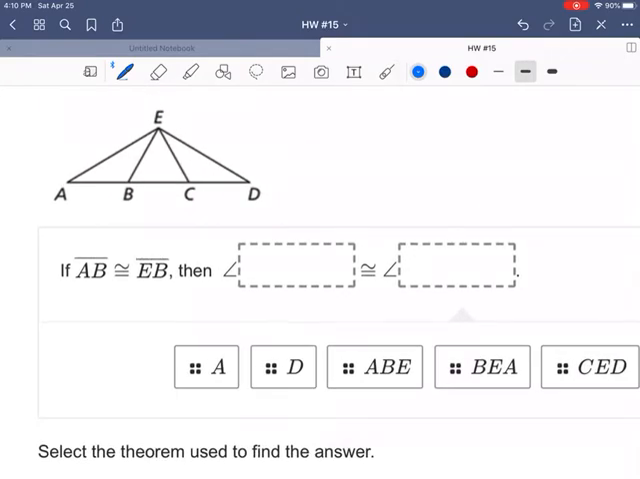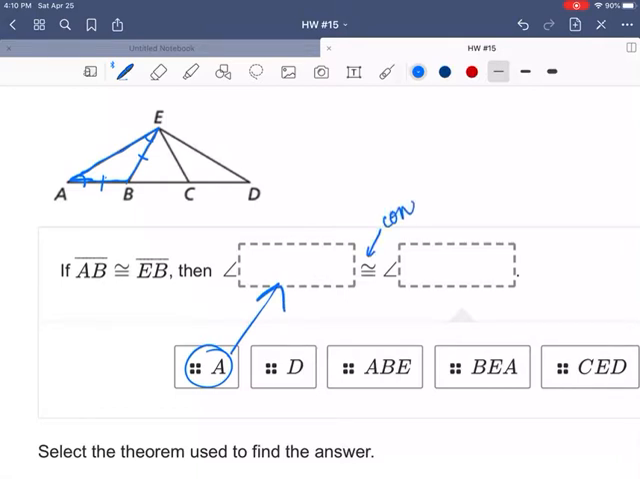Okay, number 2, very similar, but this time we're told that AB is the same length as EB. Sorry, let me get a thinner pen there. So we're dealing with this small little triangle, and it's isosceles. Since it's isosceles, its base angles are going to be the same. And on this one, this is angle A.